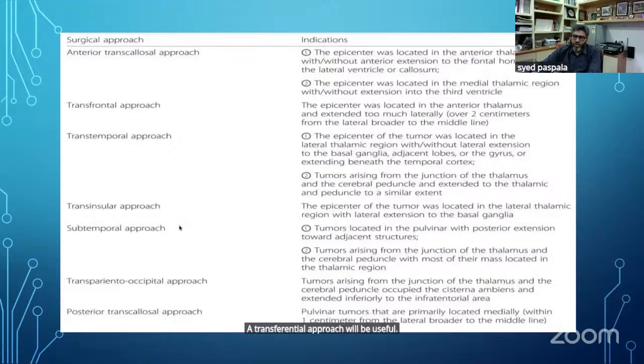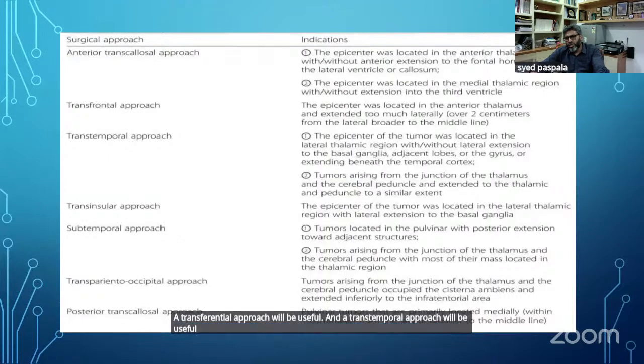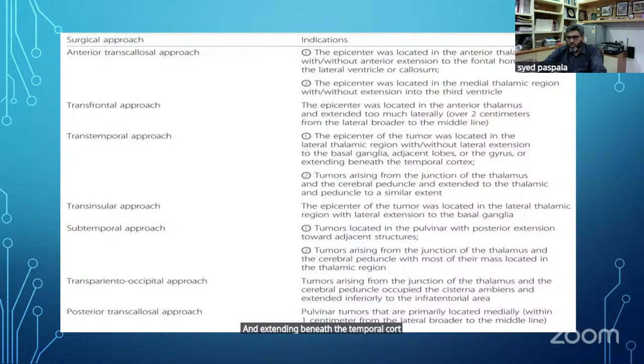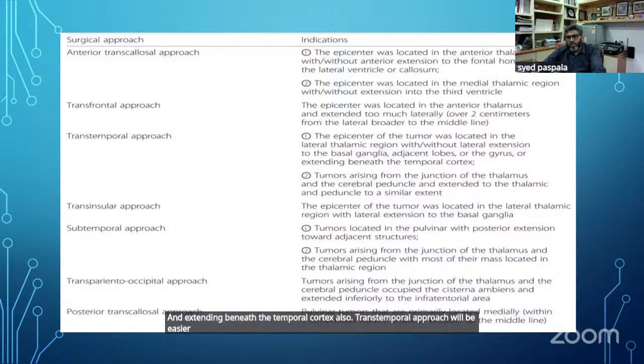And a transtemporal approach will be useful when the lesion is located in the lateral part of the thalamus and it is extending into the basal ganglia and adjacent lobes and extending beneath the temporal cortex also. The transtemporal approach will be easier. And the transtemporal approach is also useful in lesions at the junction of the thalamus and the cerebral peduncle.